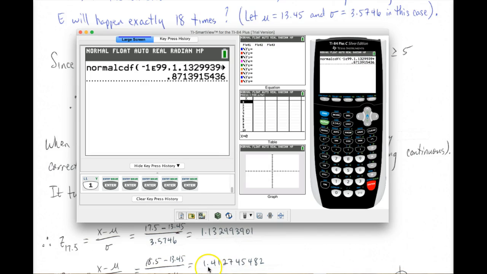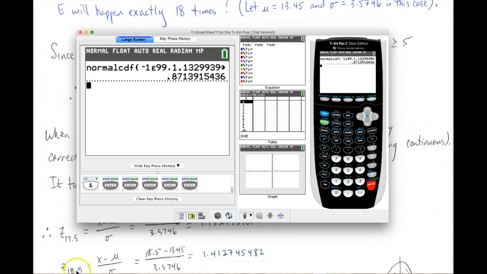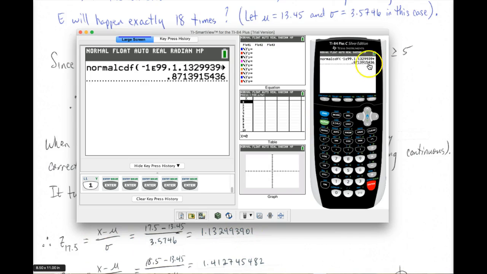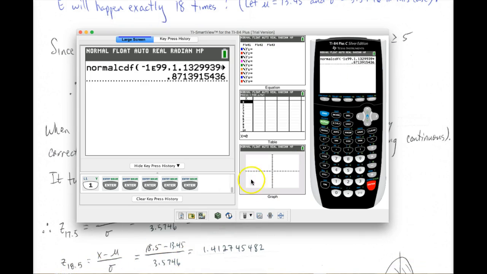We'll do the same thing for this particular z-score, 1.4127. And of course, that goes along with the data value of 18.5. This first one here that we did, taking this z-score and getting this probability, is what the corresponding data value 17.5 is. So right now, this data value 17.5, which has this z-score, translates to cumulative probability-wise that if we chose any data value that was 17.5 or less, there was about an 87.4% chance that happens.